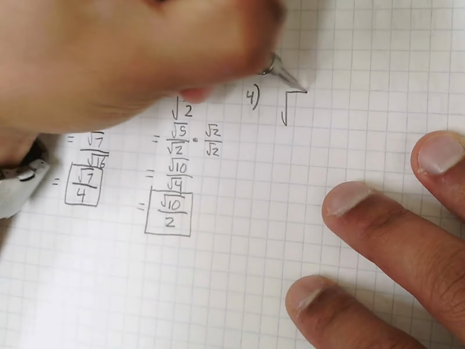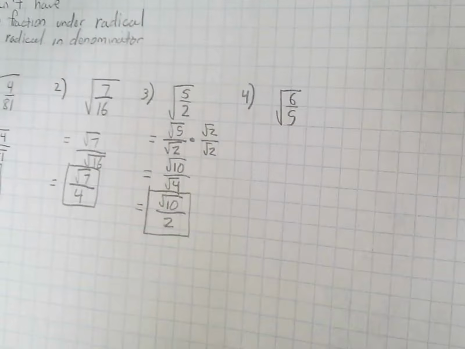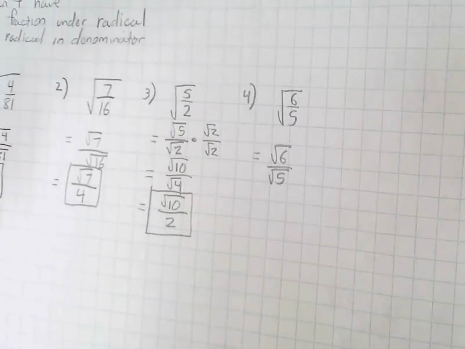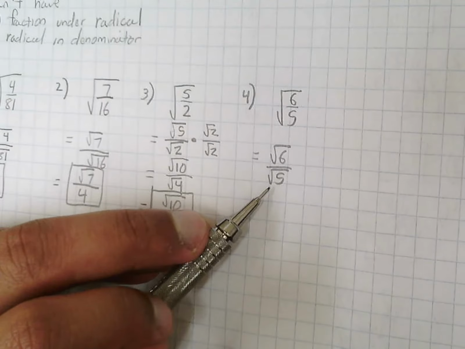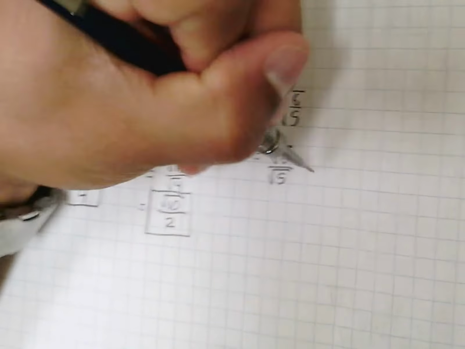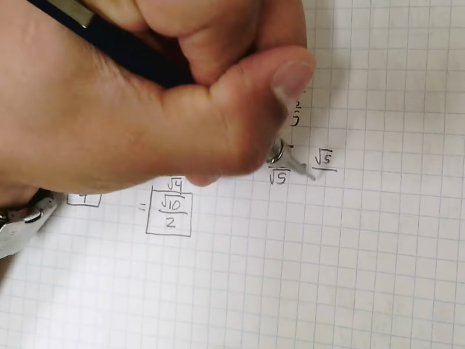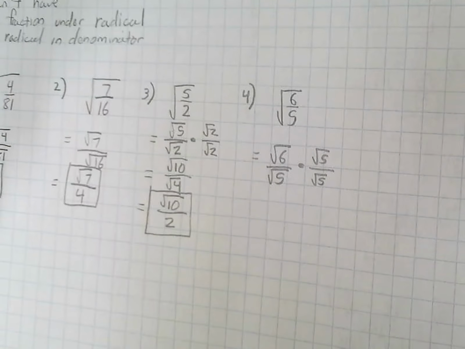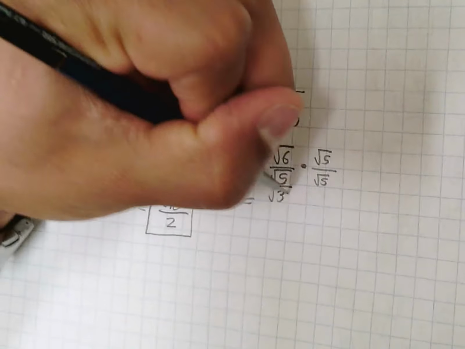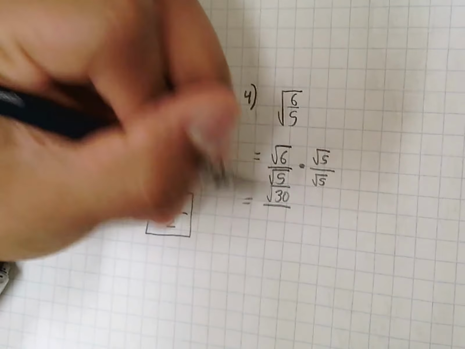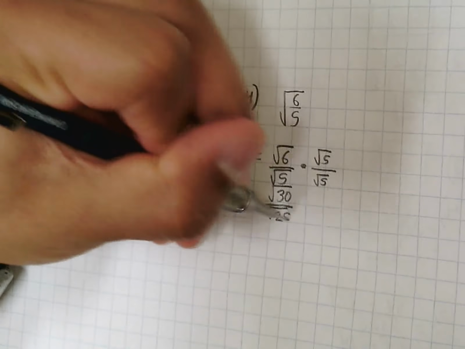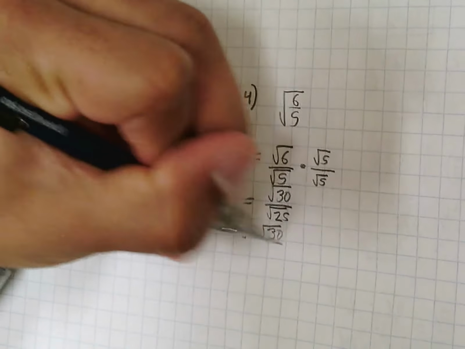So let's do this one, the square root of 6/5. We know we first need to write this as the square root of 6 over the square root of 5. The square root of 5 is not a perfect square. I can't take the square root of it. So I need to rationalize by multiplying both the numerator and denominator by the square root of 5. So this is the square root of 30 over 5, because the square root of 5 times the square root of 5 is the square root of 25, which simplifies to 5.